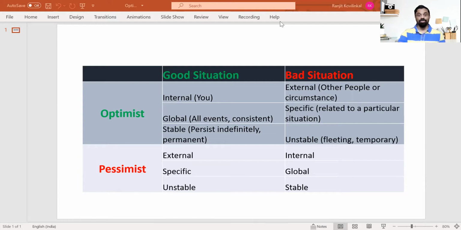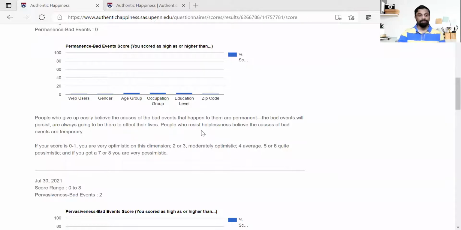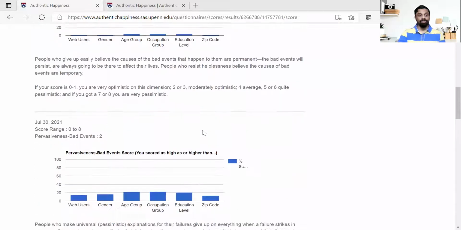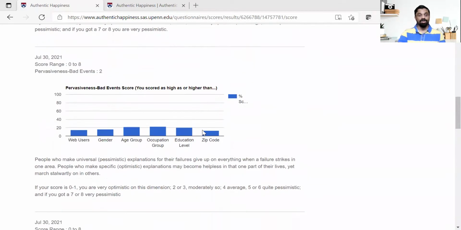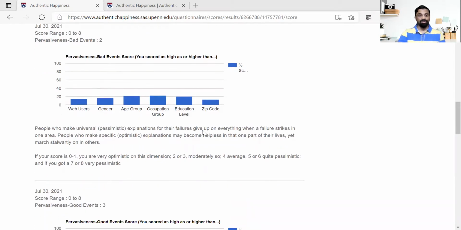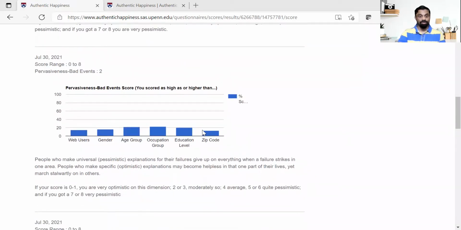Now let's again go back to the scores section. So I will again share the screen. So we have seen already permanence, which is stable versus unstable events. Now let us look at pervasiveness. So pervasiveness measures whether the event is global or specific. So in terms of pervasiveness, in terms of the bad events, I have scored 2.